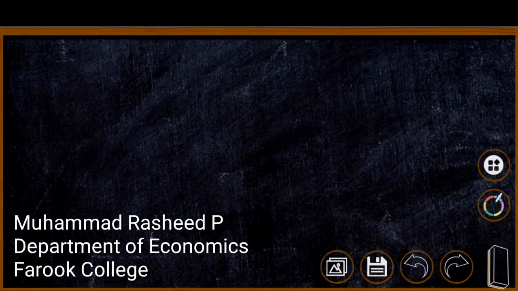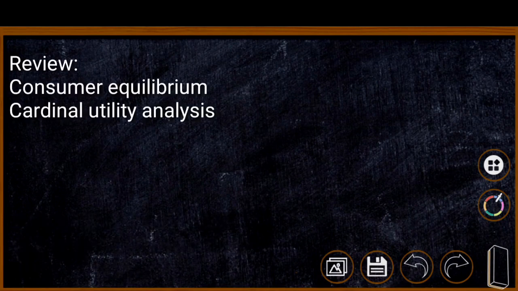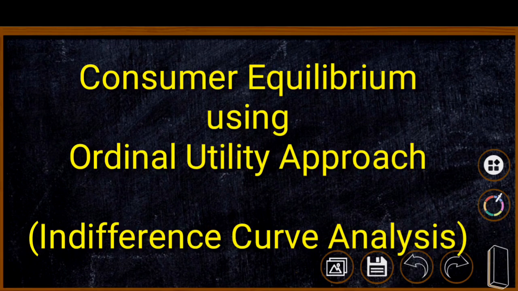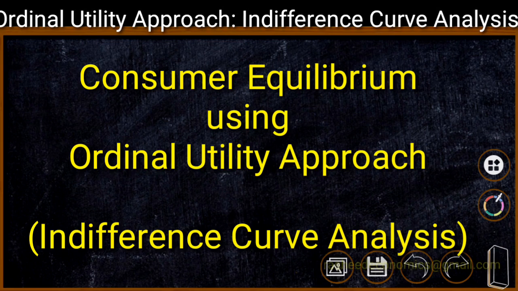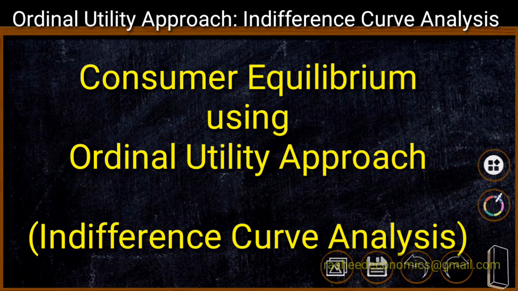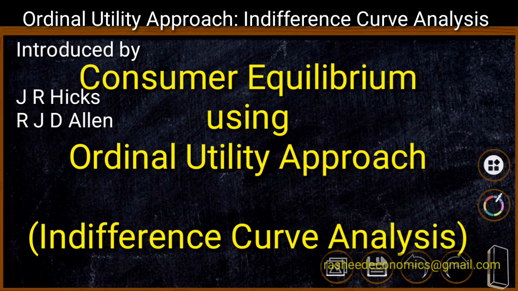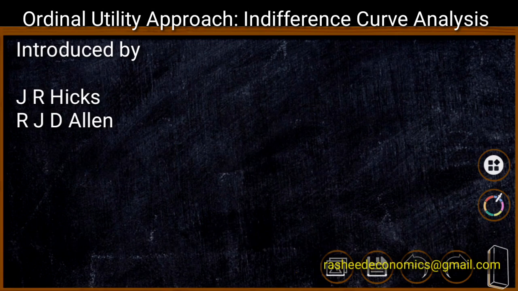Hi students, in our last video we explained cardinal utility analysis and consumer equilibrium of Alfred Marshall. Through this video we are moving to the next concept on consumer equilibrium, the ordinal utility approach. This analysis is also known as indifference curve analysis. Indifference curve analysis is associated with two economists, J.R. Hicks and R.J.D. Allen.